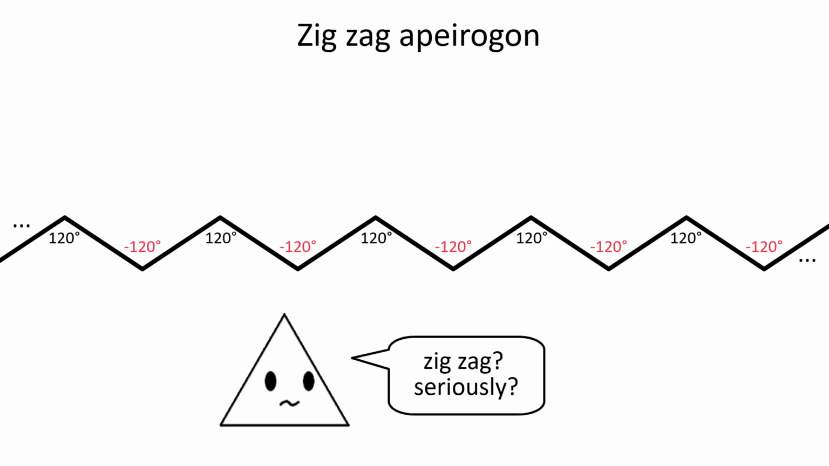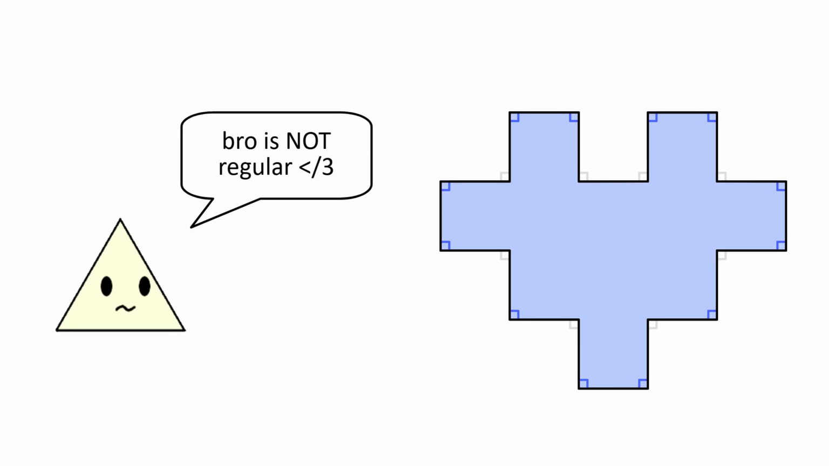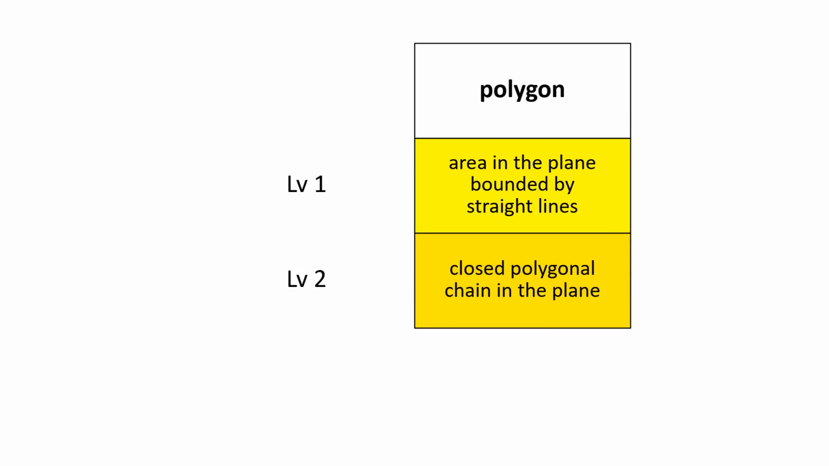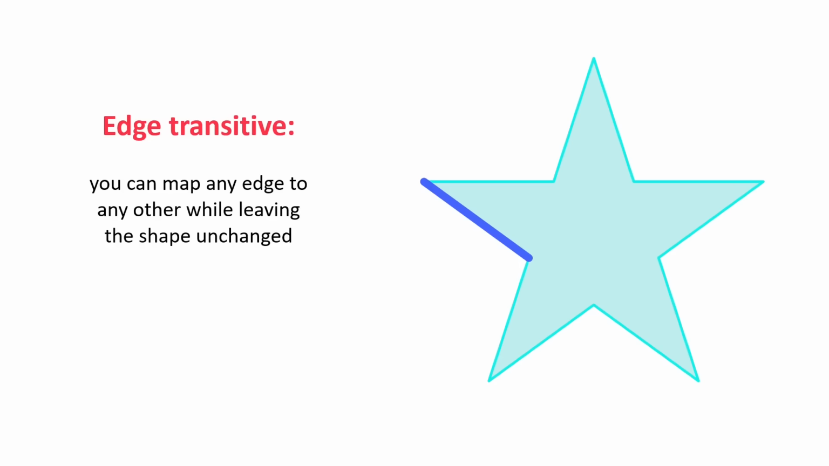But hold up a minute, if one side is considered the interior, then half of these angles are more accurately 240 degrees. And if that's allowed, then it would introduce shapes that really don't make sense to be called regular. So what gives? Well, it's about time we upgrade our definition again. Not the polygon part, this time it's the regularity part. The more technical way to define regularity involves transitivity. Edge transitive means you can map any edge onto any other while leaving the shape unchanged.